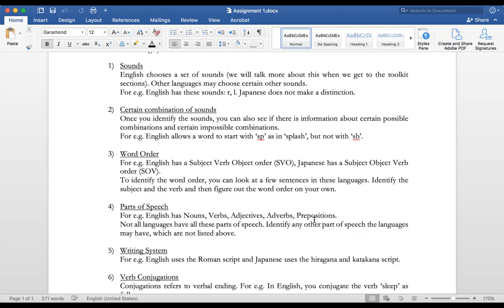So again, maybe the grammar book will tell you that there are certain combinations of sounds that are okay in the languages that you're going to choose. What word order does that language have? English has a word order, subject, verb, and object. So in English, you can say, John loves Mary, where John is the subject, love is the verb, and the object of the loving is Mary.